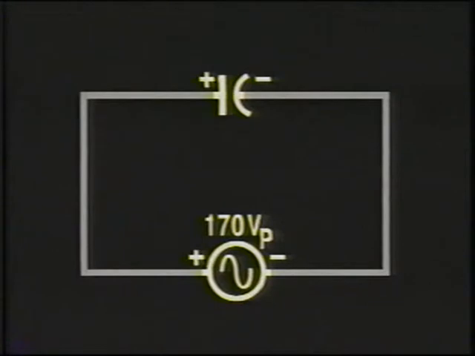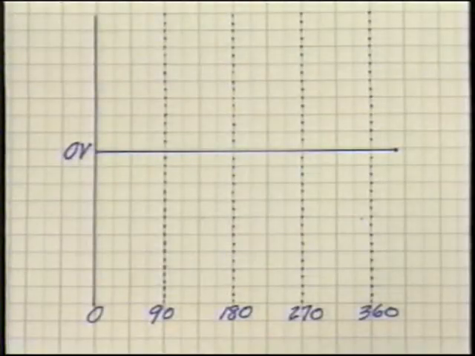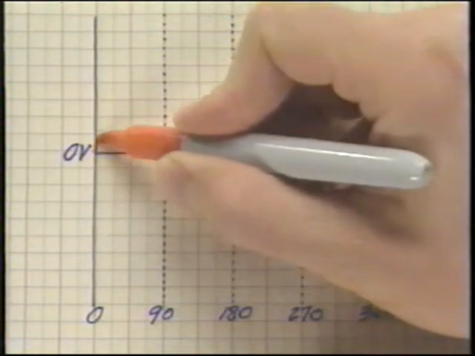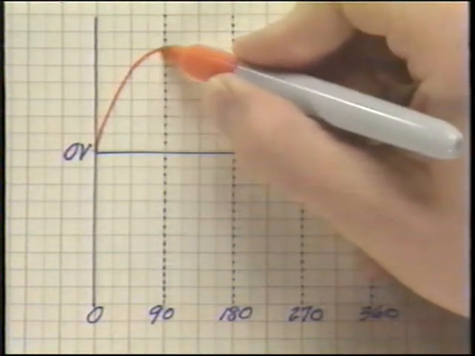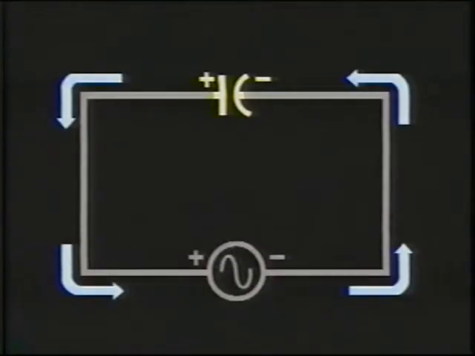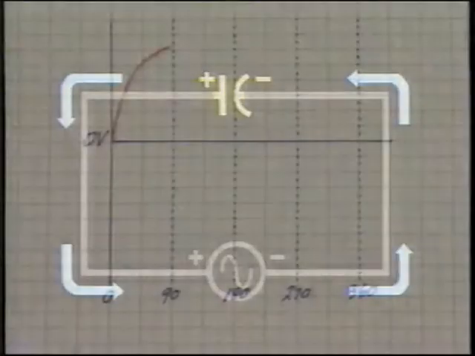An AC source voltage with a peak value of approximately 170 volts will also be used. For this analysis, a single AC cycle will be divided into 4 quarters. During the first quarter cycle, from 0 to 90 degrees, the magnitude of the source voltage is increasing. The capacitor charges to keep the capacitor voltage equal to the source voltage. Charging current flows until the capacitor reaches the peak voltage of 170 volts.